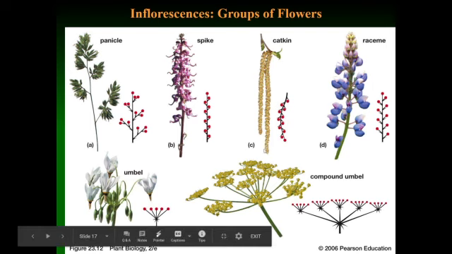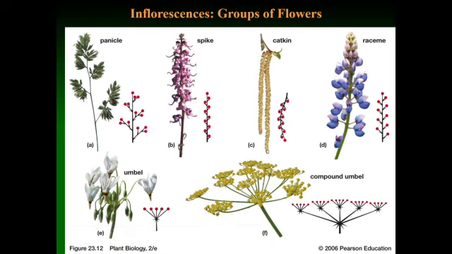This is a catkin. Usually these are produced by trees. Usually they're all male, and they just release pollen. If you have seasonal allergies and you see these hanging around, usually that's bad. But probably in a few weeks, we're going to start getting these falling out of trees, because many trees actually produce their flowers really, really early.